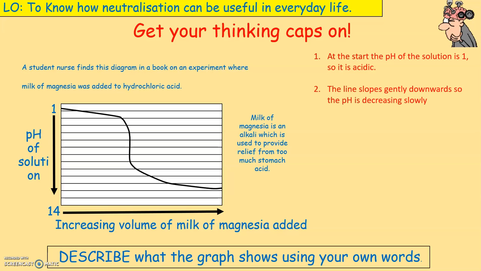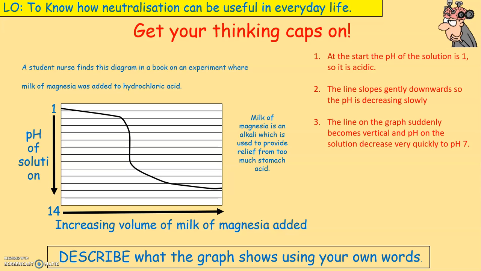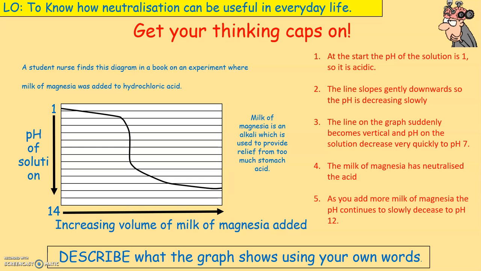The line slopes gently downward, so the pH is decreasing slowly. The line on the graph suddenly becomes vertical and the pH of the solution changes very quickly to pH 7. The milk of magnesia has neutralized the acid. As you add more milk of magnesia, the pH continues to slowly change to pH 12. Students, this is exactly how you get your full 5 marks on this question.